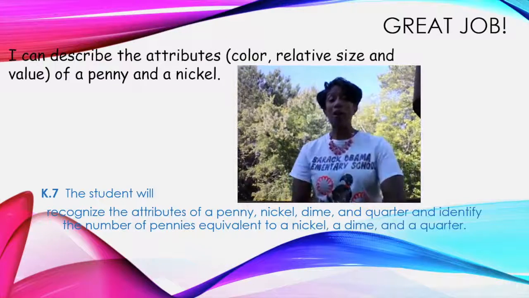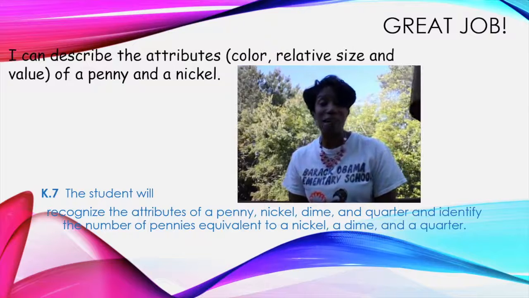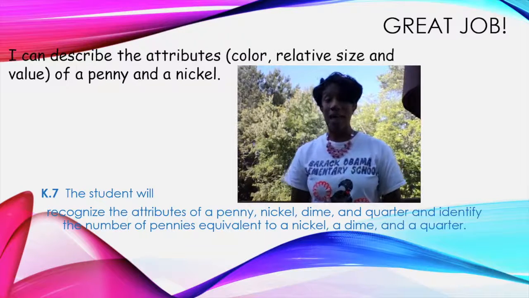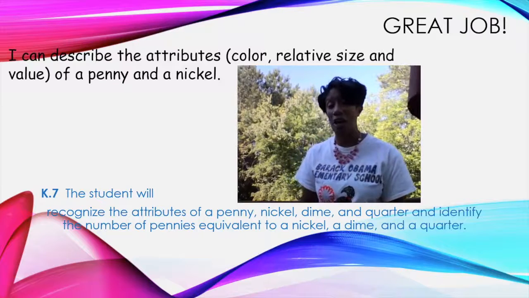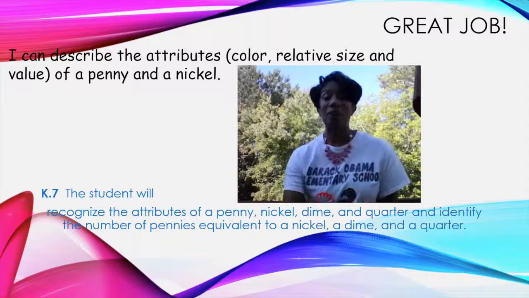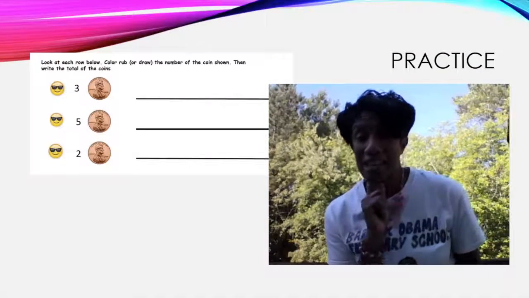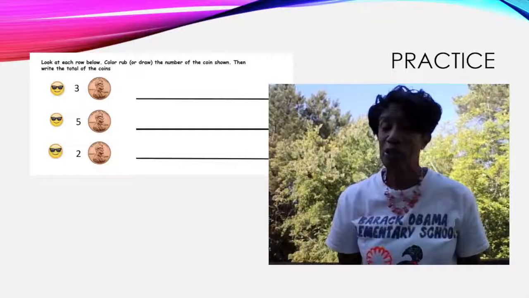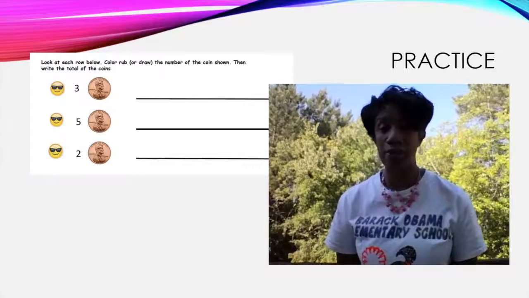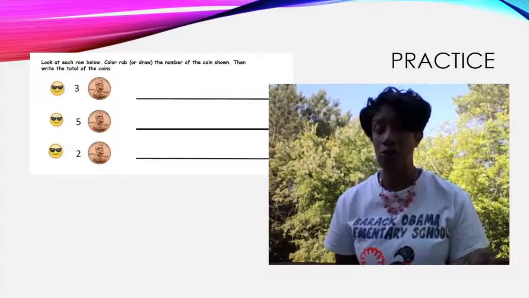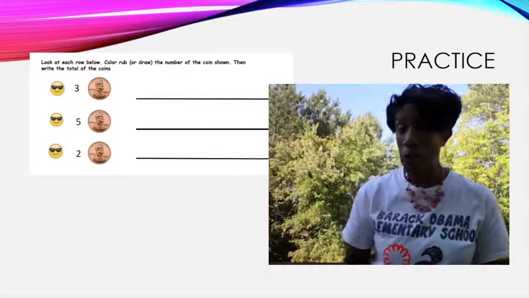You are amazing. We were able to do our learning goal today, which was describing the attributes of a penny and a nickel, and you did an amazing job with it. So let's look at what we can do to keep going. We have a practice set now, and I want you to print it off if you can. If you can't print it off, that's fine. You can just look at the screen and draw the picture of what's there and then write your answer on your paper.